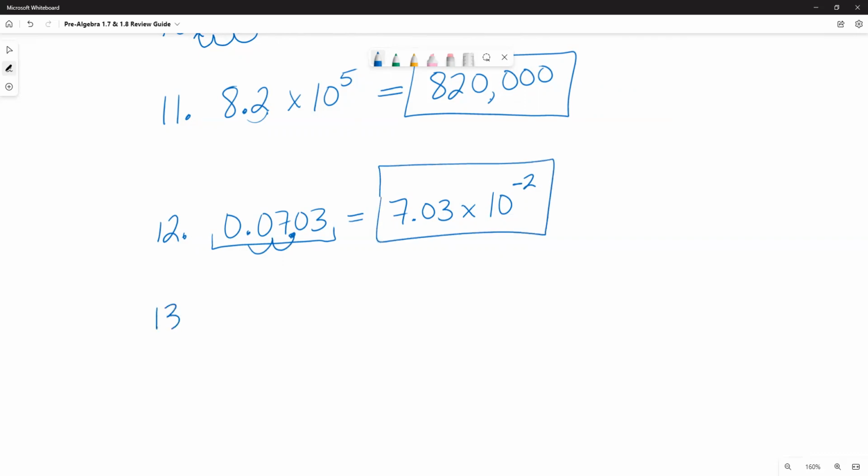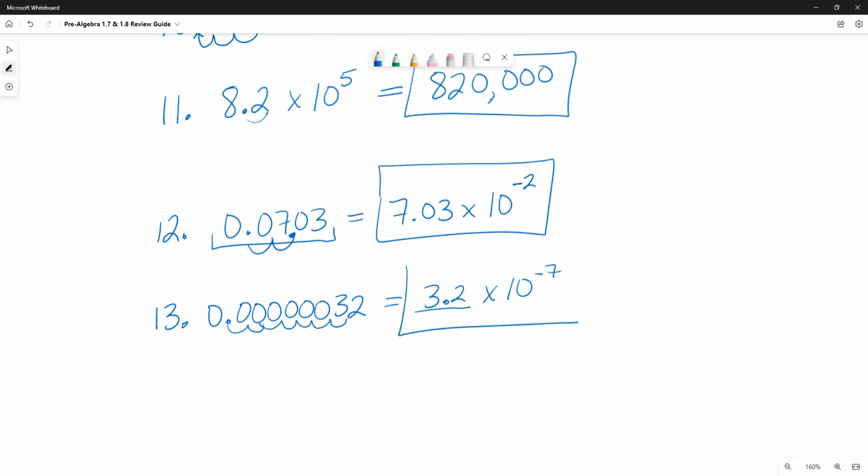All right, good job. Julian. 0.0000003 2. Oh my goodness. 1, 2, 3, 4, 5, 6. So what's my factor? What's the first part though? 3.2, perfect, times 10, and you said 10 to the -7? 1, 2, 3, 4, 5, 6, 7. You are absolutely right, sir. Very good. 3.2 times 10 to the -7.